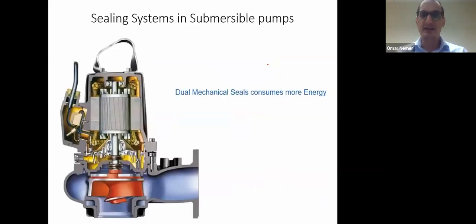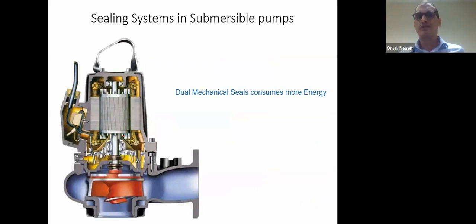Now, there is another reason that in many submersible pumps can lower the overall efficiency: the mechanical seals. Generally, the mechanical seal in any pump in the world consumes some of the pump power because of the friction.